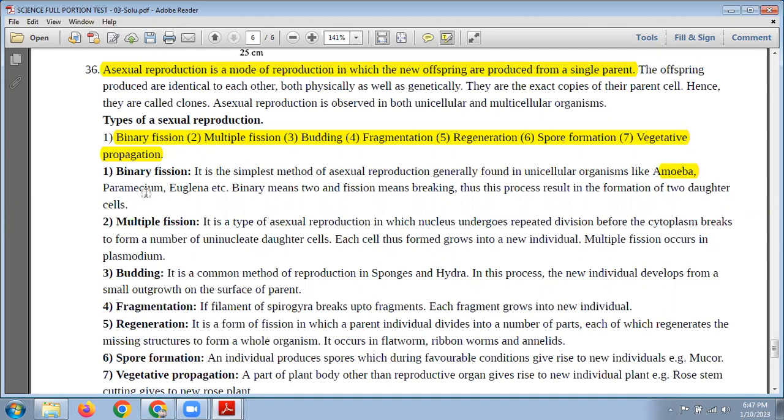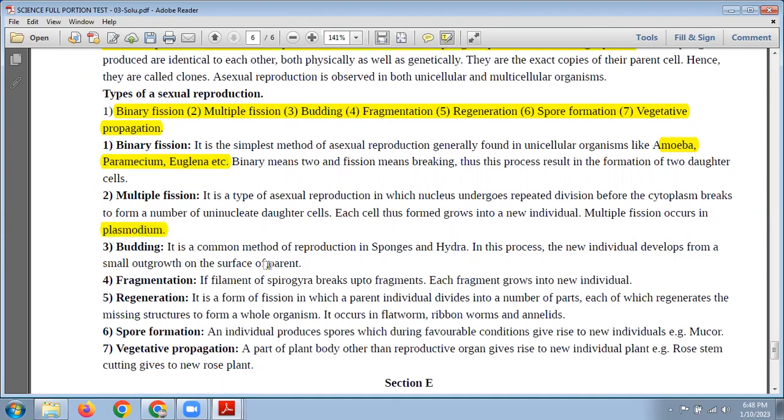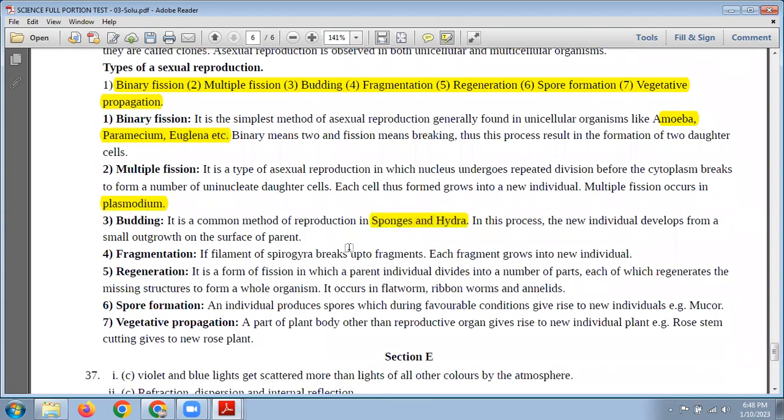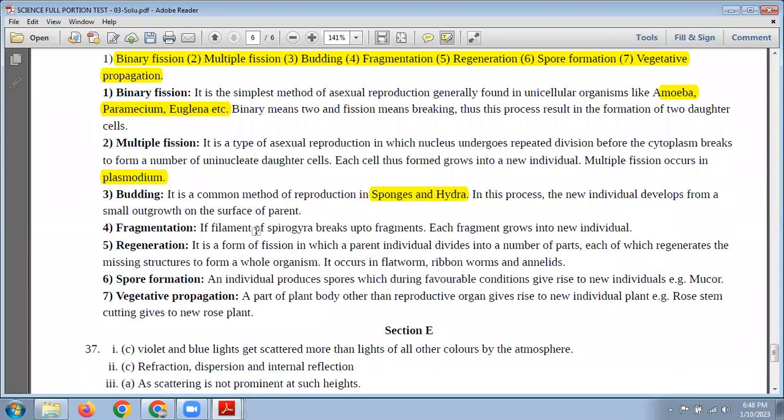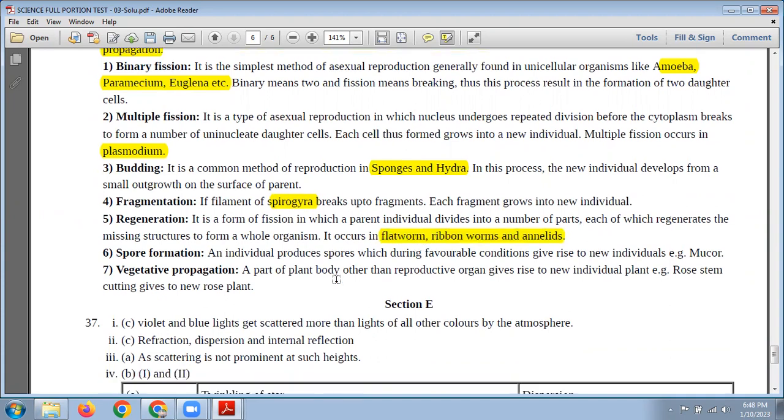And always when such a question is asked, to get full marks you must include proper examples. Binary fission in amoeba, multiple fission in plasmodium, budding in sponges and hydra, and fragmentation along with its definition. What is the example of fragmentation? Spirogyra, a simple multicellular organism. Then regeneration, with examples of regeneration in organisms.